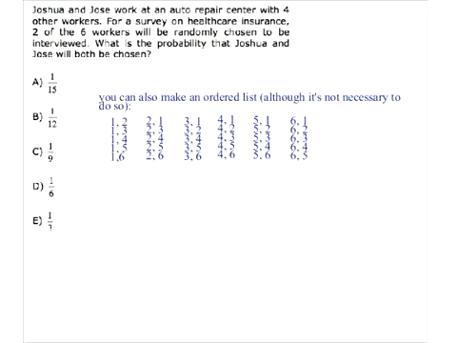So here's my 30 cases. Now there are 30 cases instead of 15. This is still doable in 2 minutes without much of an issue. But now I have 2 groups that are Joshua and Jose. And so now it's 2 out of 30. So it's still 1 out of 15.